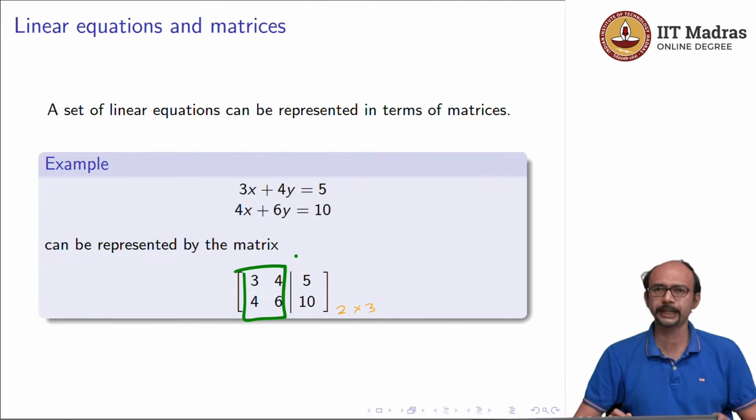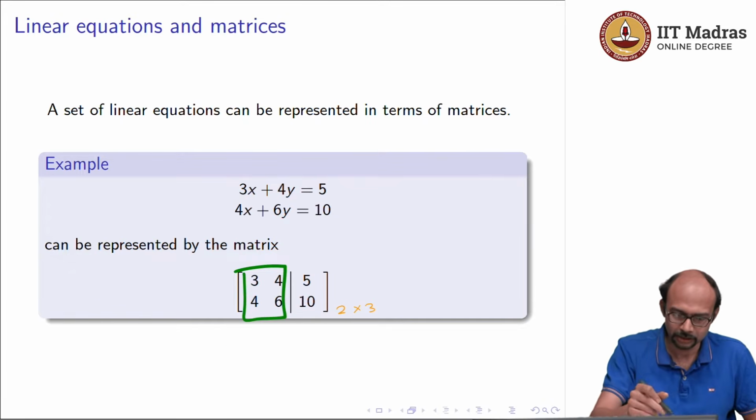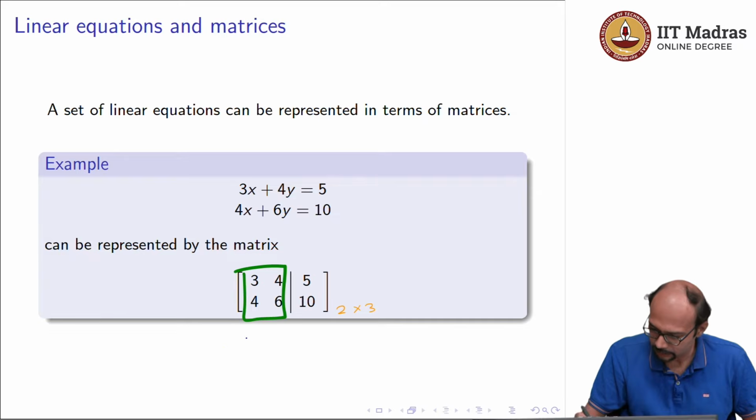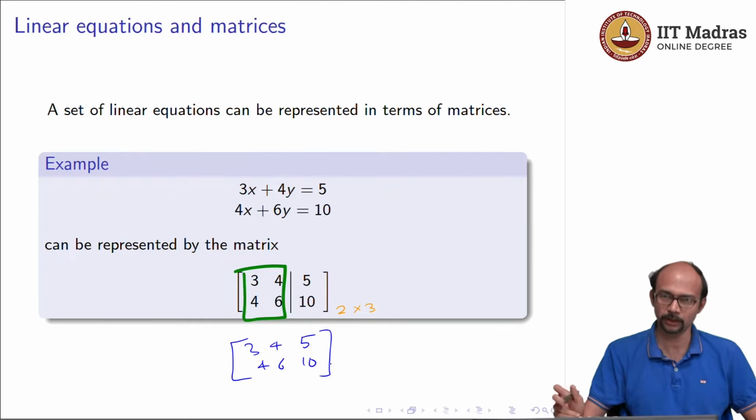We don't need to put it. So as a matrix, this is the same matrix as what we have without the line. So this is 3, 4, 5, 4, 6, 10. But we'll later see that putting that line helps us. So for now, this is the corresponding matrix. We'll see how that line helps us later on.